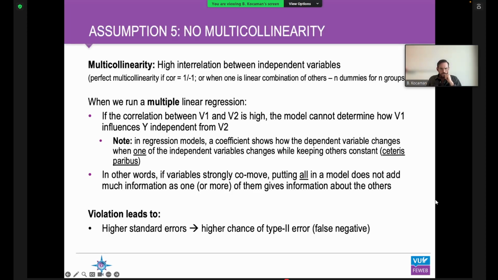V1 and V2 are independent? Yes, I mean, yes or no. This can be that they are different concepts, but they might still be very highly correlated with each other. So this is really about the correlation, not the independence.